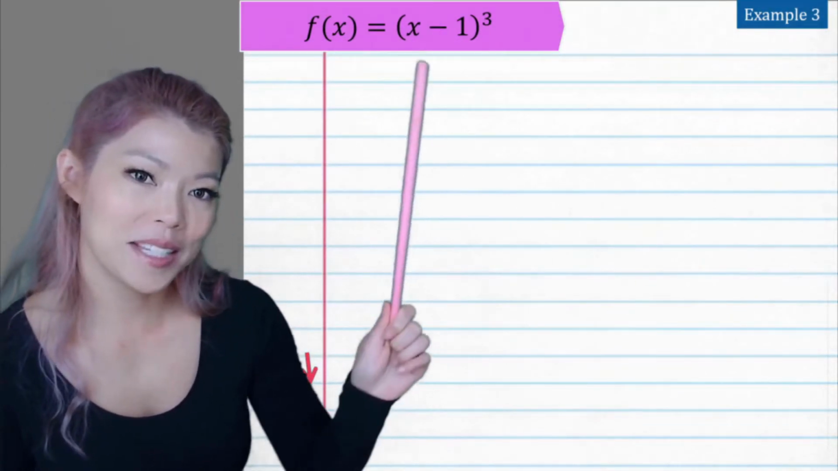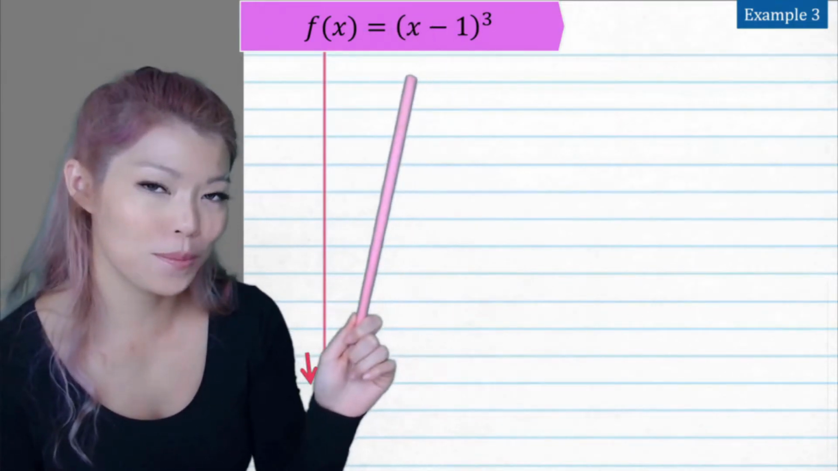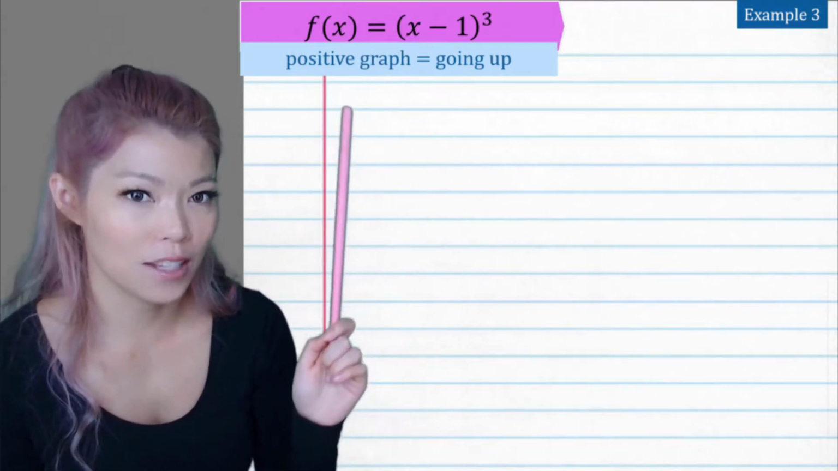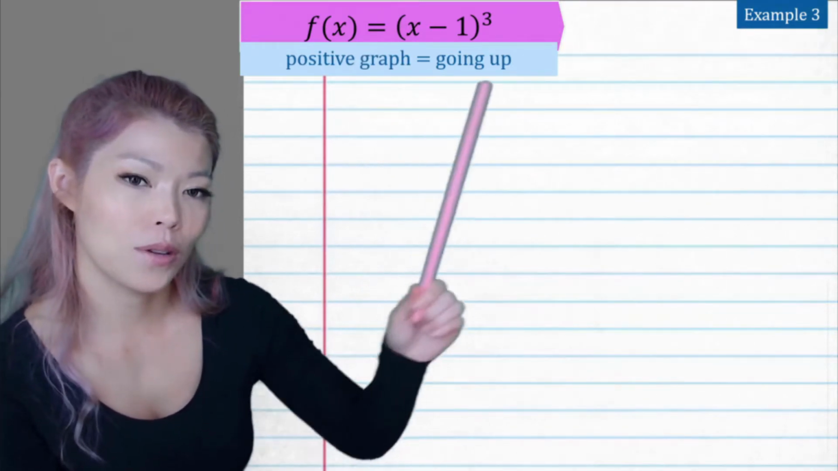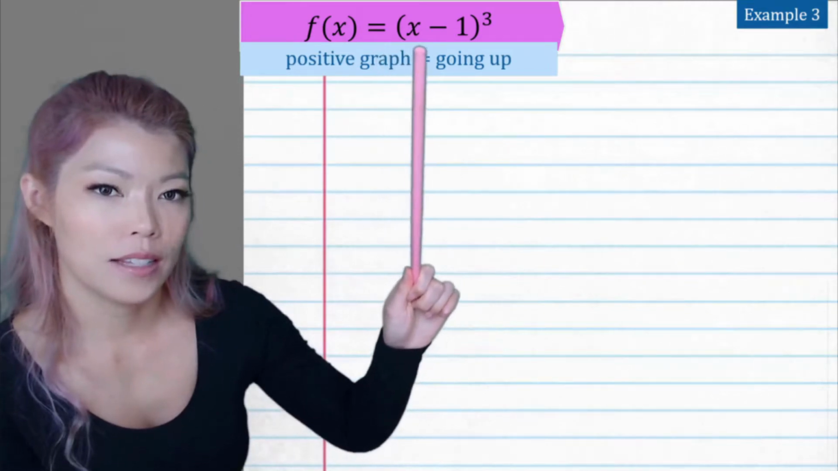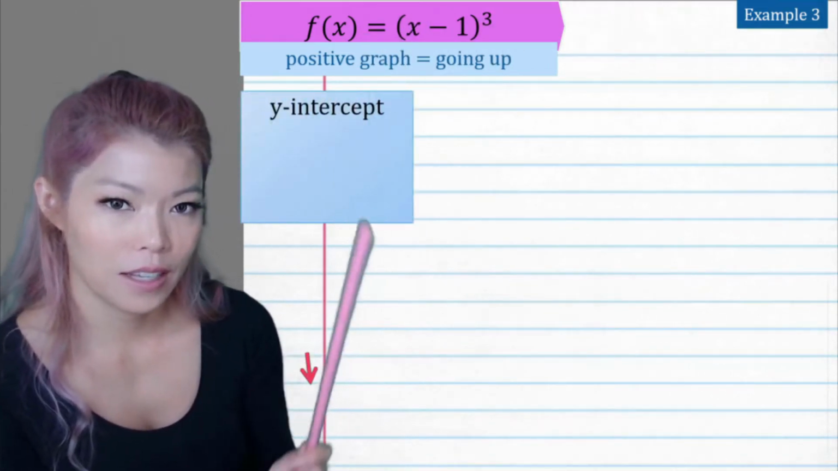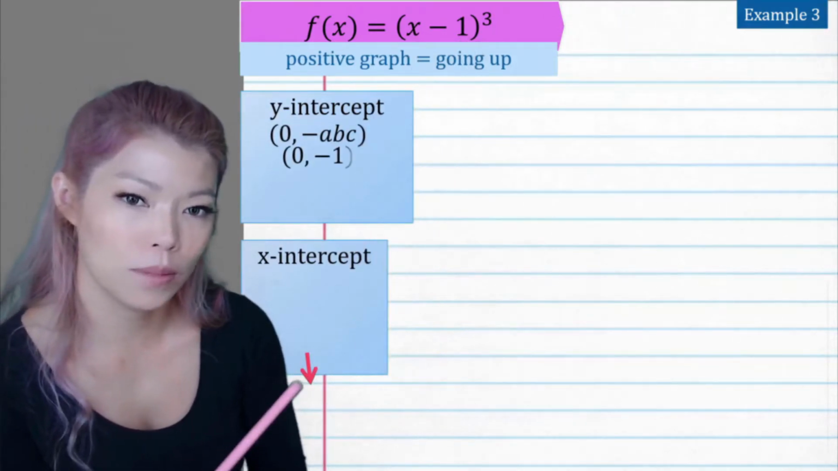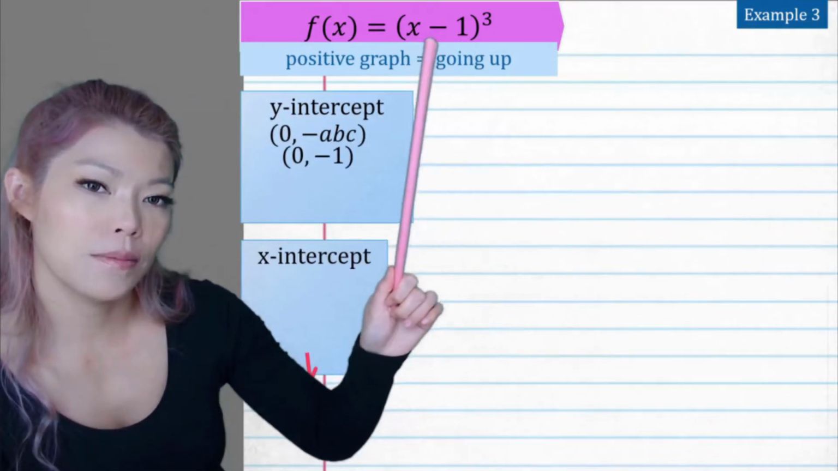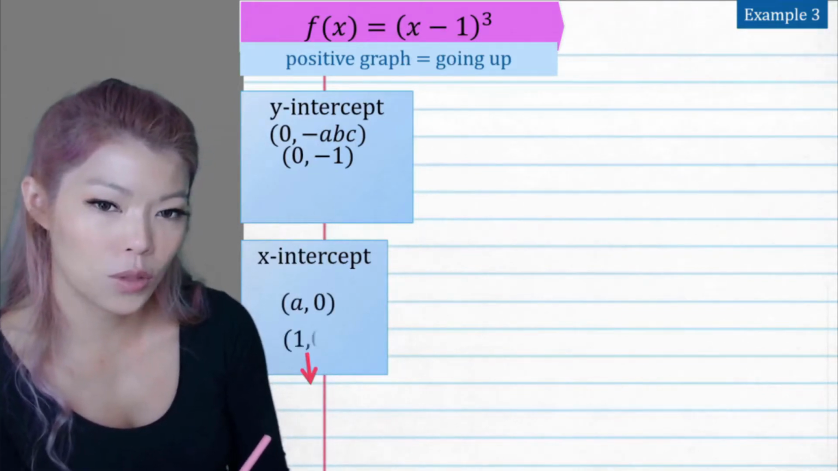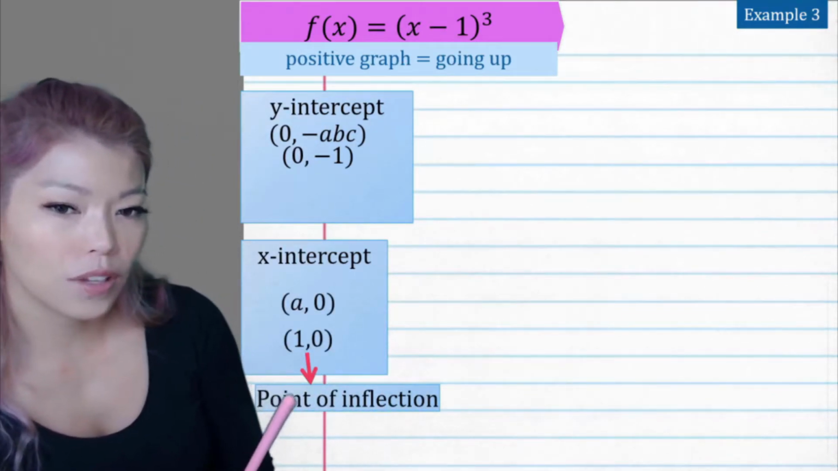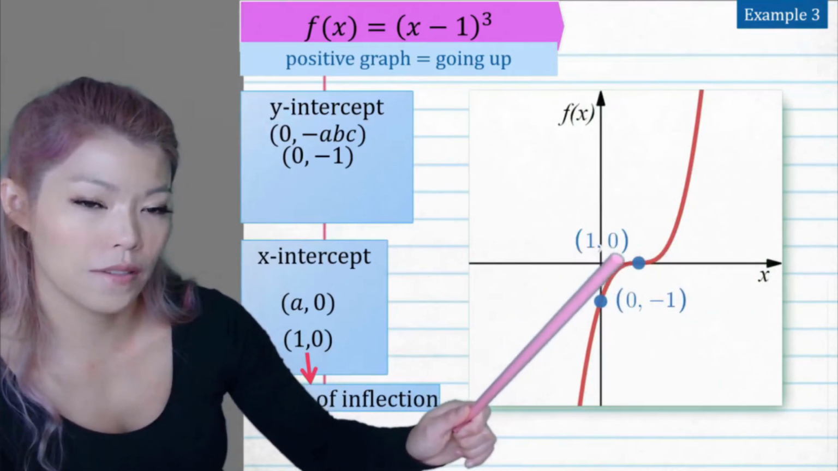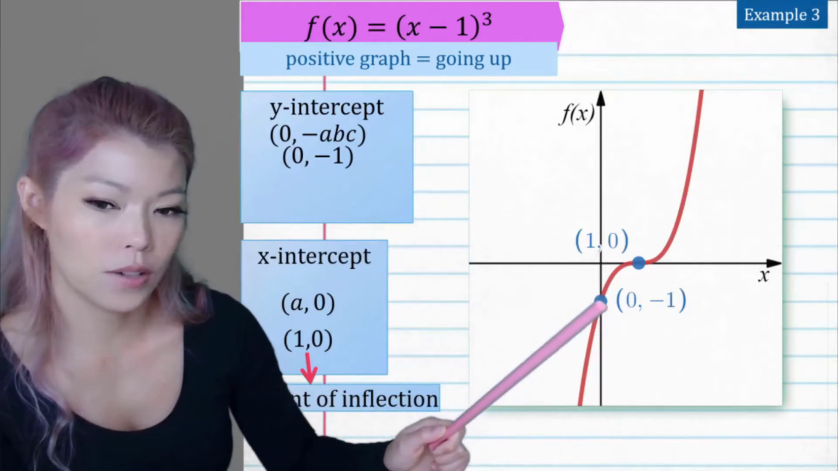Example 3. This time we have x minus 1 all cubed. So we have a positive graph because x times x times x is x cubed, positive. So it's going to be going up. And we notice that it's a point of inflection. So the y-intercept, let x equal 0, we're going to get minus 1 cubed, which is minus 1. And the x-intercept, let that equal 0, so x is equal to just 1. And that is a point of inflection. So let's sketch that. The point of inflection is at 1, 0, and our y-intercept is at 0, negative 1.